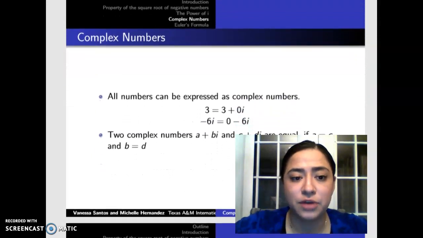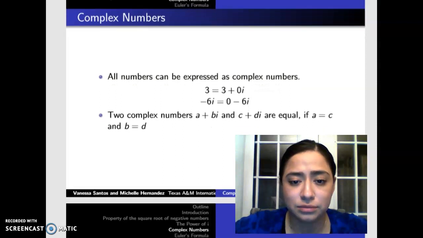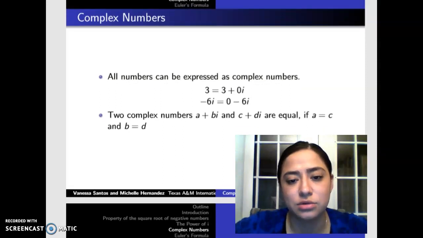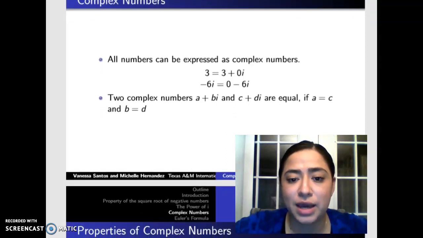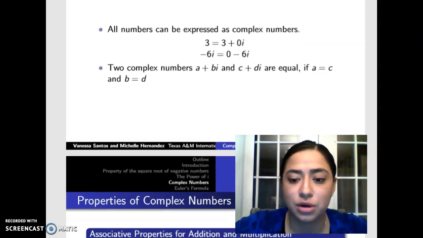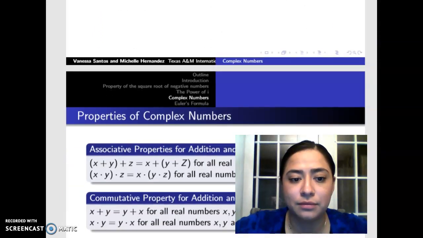These are a few examples of complex numbers. All numbers can be expressed as complex numbers, which will be 3 plus 0i, and negative 6i is equal to 0 minus 6i. Two complex numbers a plus bi and c plus di are equal if a equals c and b is equal to d, which are the real numbers.